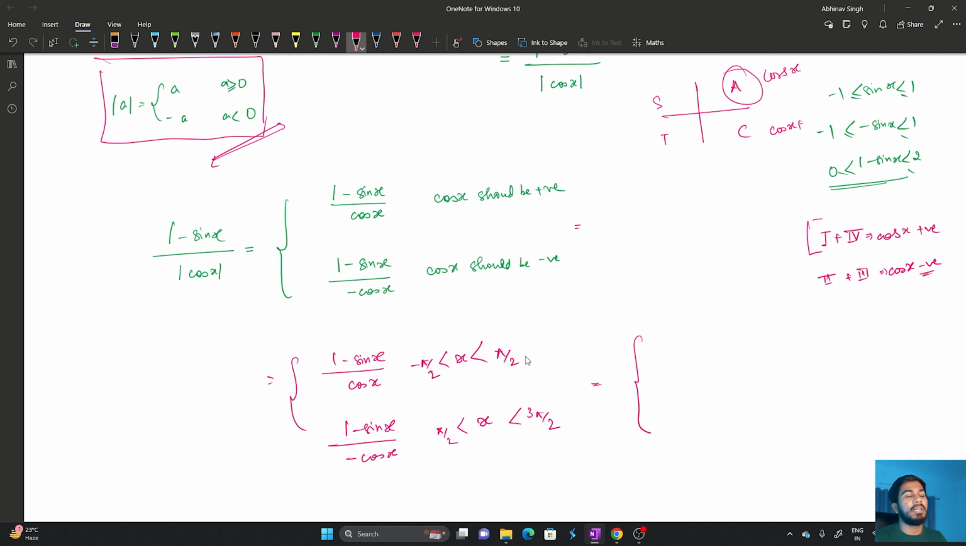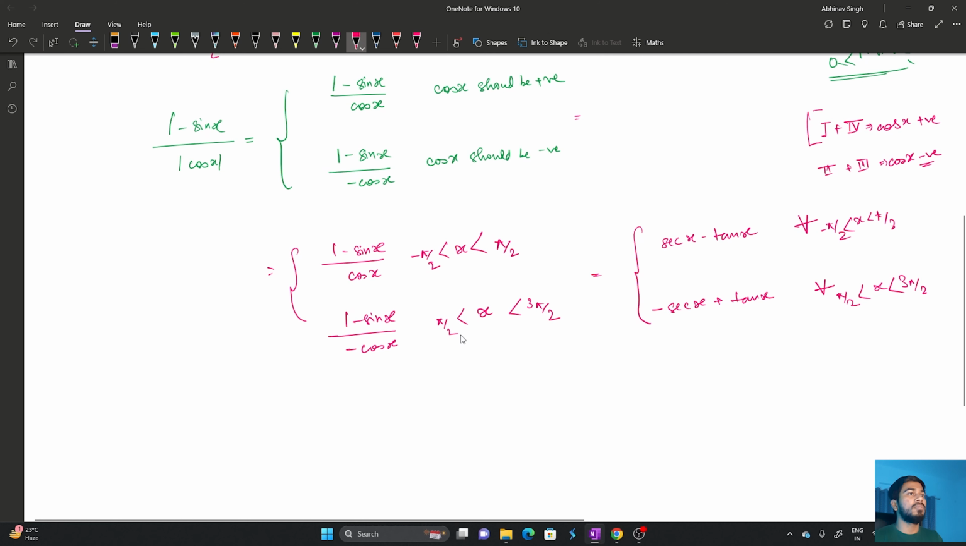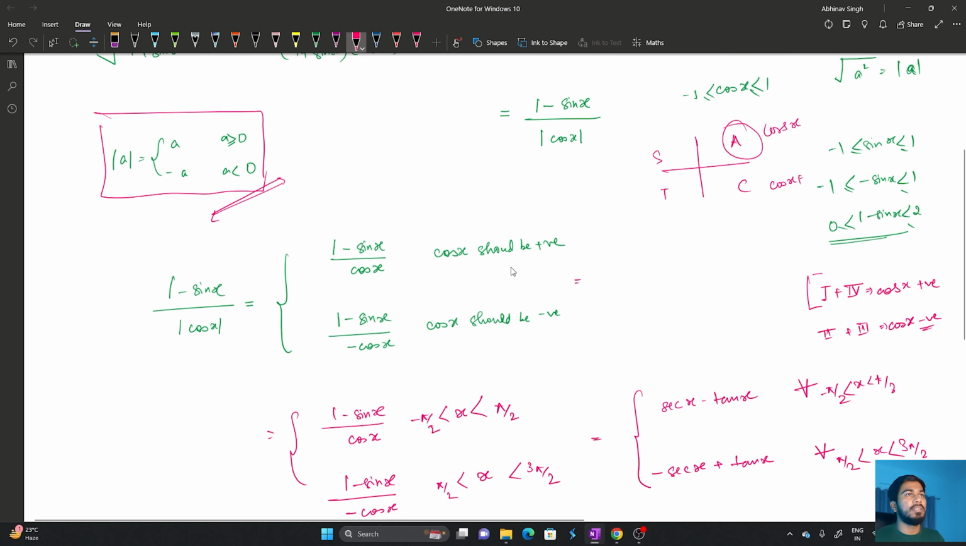Now let's simplify the fraction. It will be sec x minus tan x for all x lies between pi by 2 to minus pi by 2, and minus sec x plus tan x for all x lies between 3 pi by 2 to pi by 2. And this was what we needed to prove. So you have to keep in mind once you do under root square of something, it comes to be mod of that quantity. So now you have to be careful while removing the mod and writing down the equation.